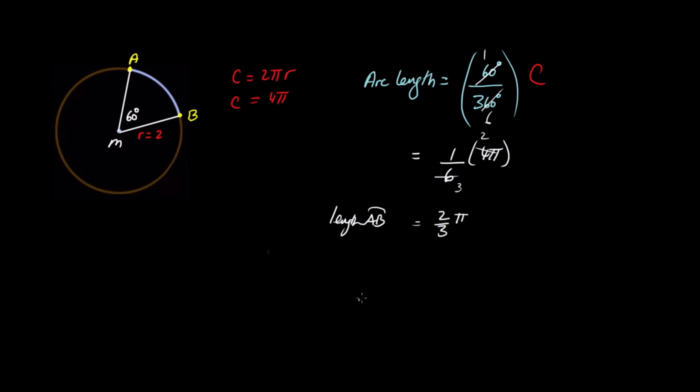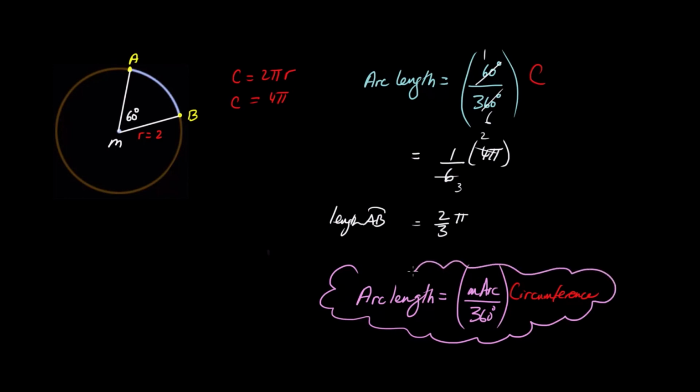So we can summarize this and say the arc length for any particular arc is going to be some fraction of the total circumference of the circle. Now what fraction is it going to be? Well, it's going to be whatever the measure of the arc is. So whatever the measure of the arc is out of 360 degrees, that fraction of the total circumference will be the arc length.